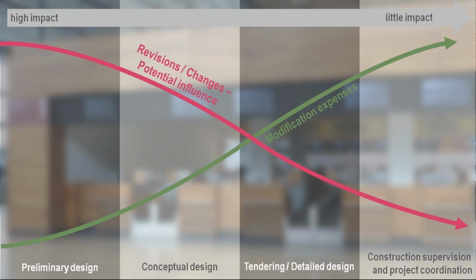The curve for the modification expenses looks different, but unfortunately not much better. Changes done in the early design phase cost relatively little. However, during construction, these costs become more and more expensive. This is clearly demonstrated by the example of the airport in Berlin, where the smoke extraction had to be redesigned and rebuilt shortly before completion. And this is a core issue in the way we often work today.